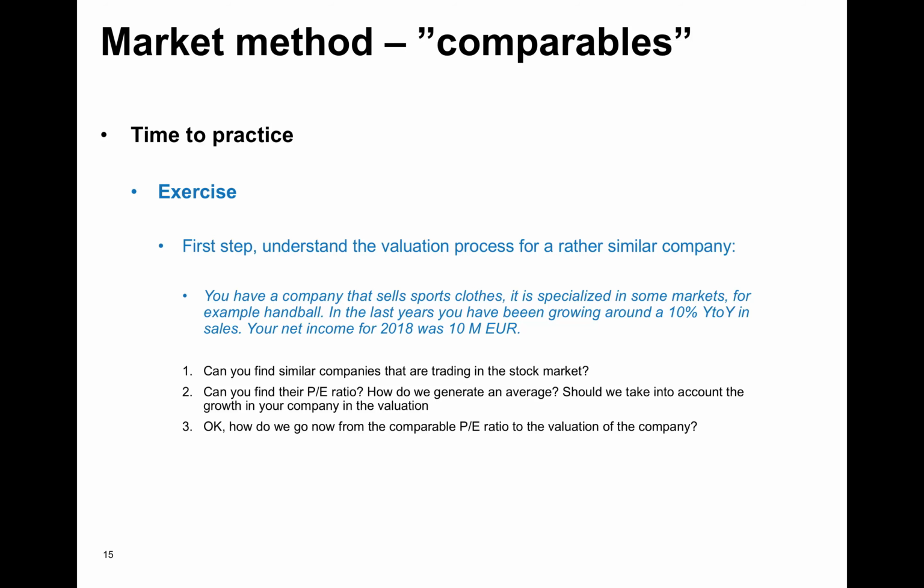The suggestion here is that you imagine that you have a company that sells sport clothes and you've been growing, and now your net income is 10 million euros or $10 million. So let's try now to work and find out which could be a guideline, a clone company, and try to find the value for the different ratios. In this case, you only have information about the net income, so try to look at net income related ratios. So probably it will be a P/E ratio.